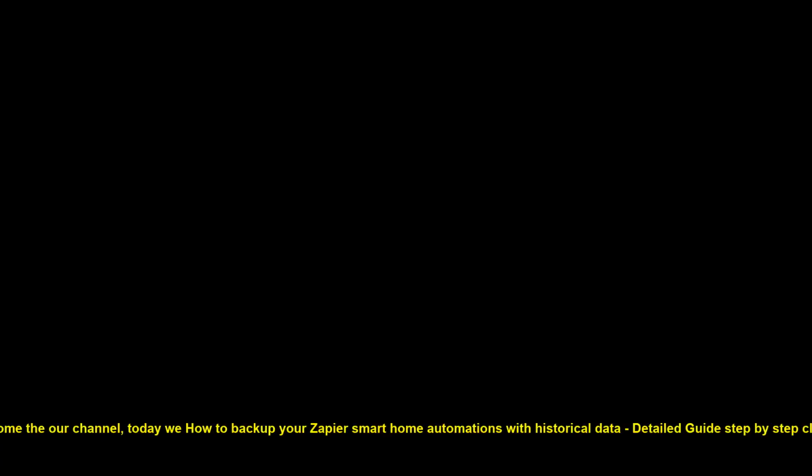step by step clearly. Start by logging into your Zapier account. Once logged in, navigate to the Zaps section on the left sidebar. Here, you will see a list of all your existing automations. Select the Zap you wish to back up by clicking on its name.